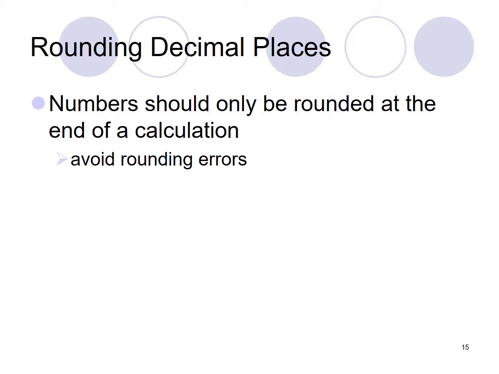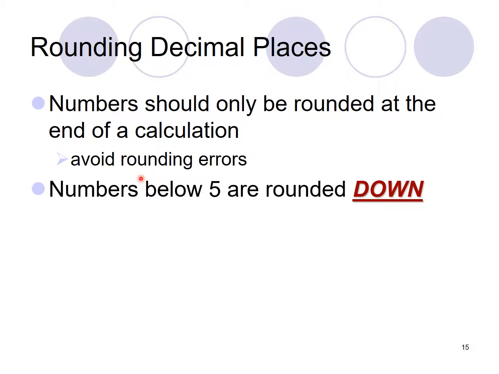So, rounding decimal places then. Again, I mentioned that numbers should only be rounded at the end of a calculation. It's very important that you don't do it too early on. If you round too early on and then you multiply by a big number, you could be out by quite a bit.